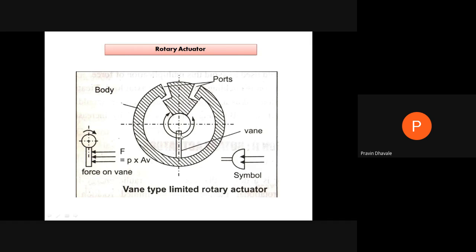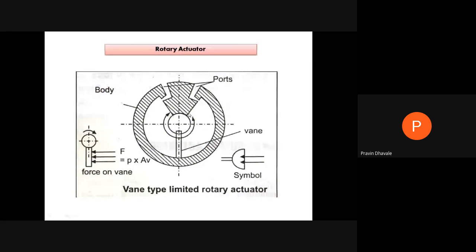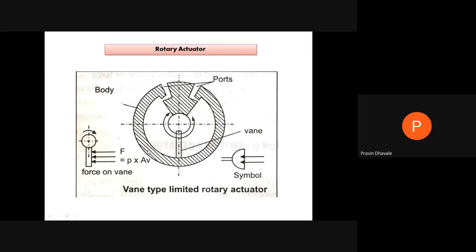This will be a single vane, and when you supply the air from this side, it will move in an anti-clockwise direction, and its motion is limited up to this restriction. Then you have to supply the air from this side. This vane will move up to this location. So there will be a limited movement. Here we are getting a separate detailed view of one vane, which is mounted on a rotor.